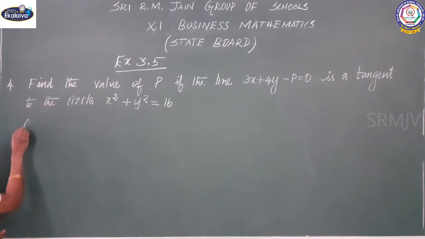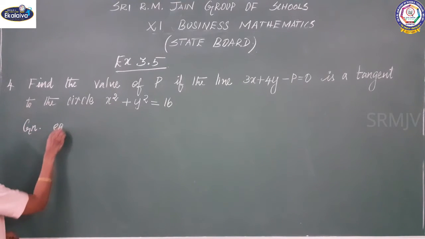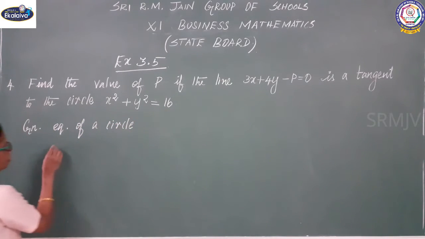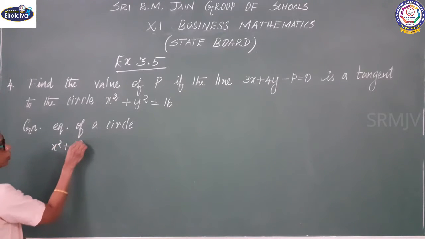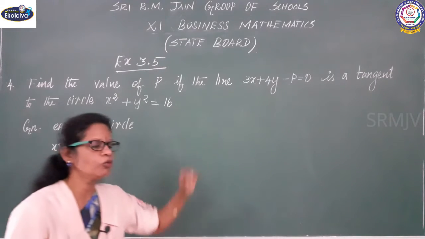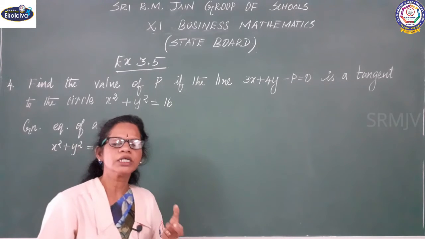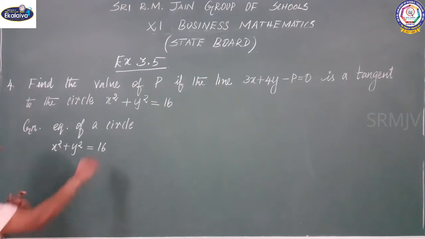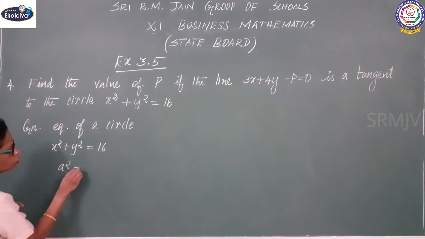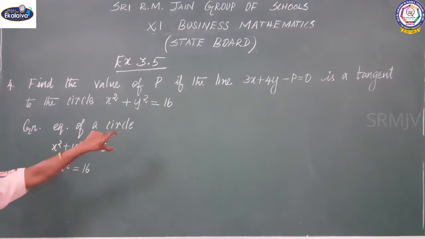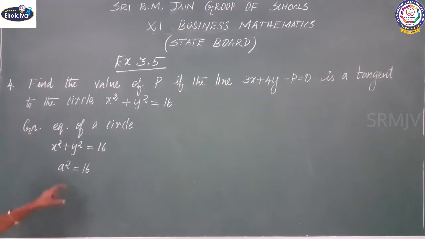Given equation of a circle, x square plus y square equal to 16. The 16 will give you the value of a. I said the condition is what? c square equal to a square into 1 plus m square. Now a square equal to 16. x square plus y square equal to a square, that is general. Now here you arrive at a square equal to 16.